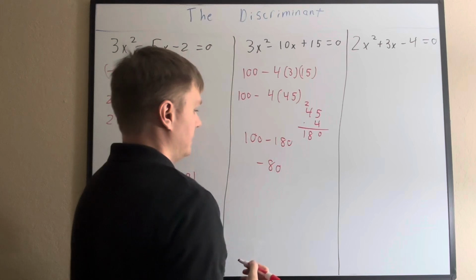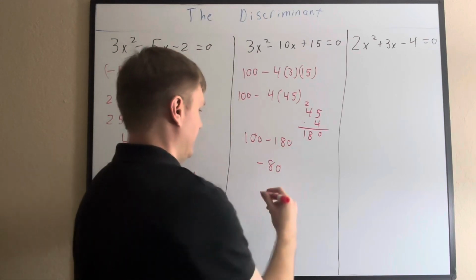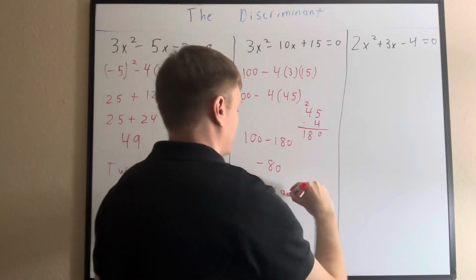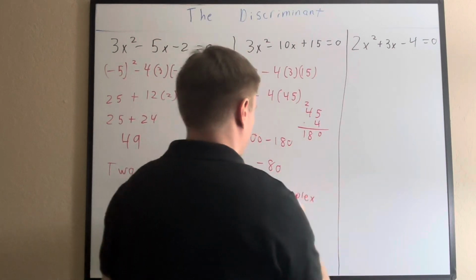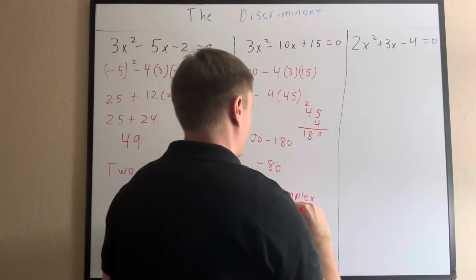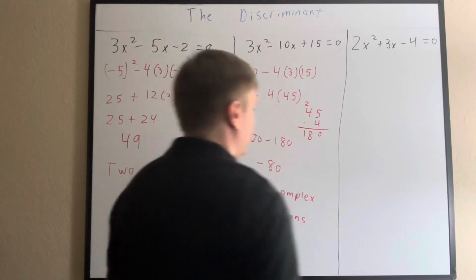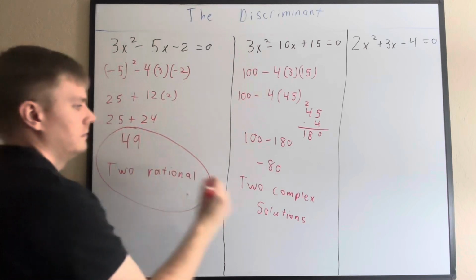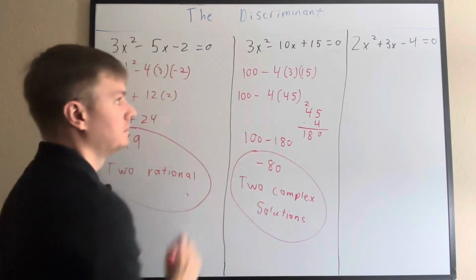That is neither a perfect square nor positive. That is negative. So we're going to get 2 complex solutions. Not too bad, is it?